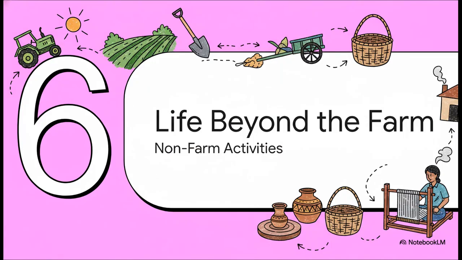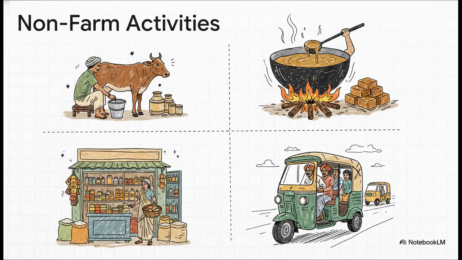All right, finally, let's look at our sixth section, Life Beyond the Farm. We will now look at the other production activities in Palampur, the non-farm activities, which are also very important for employment. Now, although only about 25% of the working population is involved in them, activities like dairy, which is selling milk in nearby villages, or small-scale manufacturing like making jaggery or gur, and shopkeeping or transport, all of these provide crucial alternative employment opportunities for the villagers.